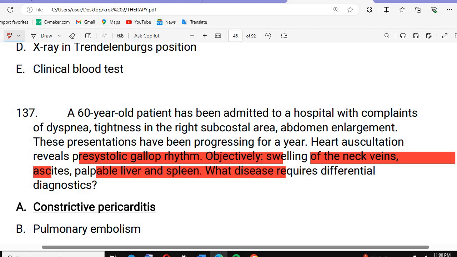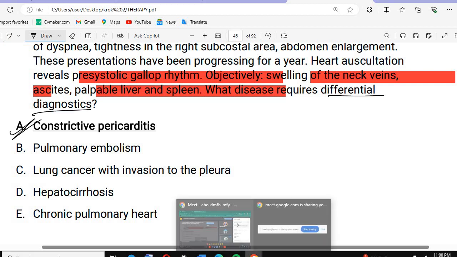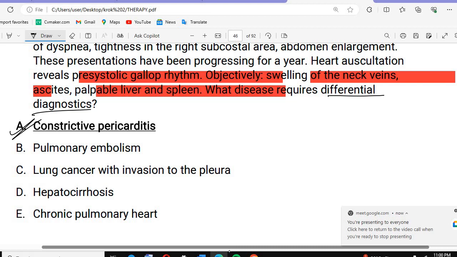We have discussed this in case of cardiac tamponade, but they are asking about the differential diagnosis. So I told you the differential diagnostics: that is constrictive pericarditis, where we see the pre-systolic gallop rhythm.